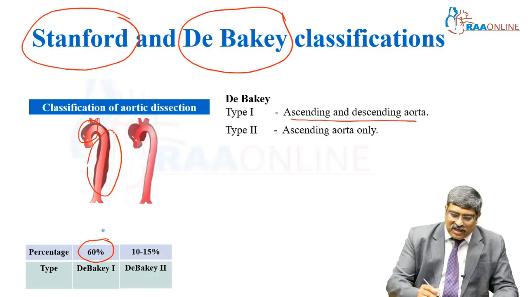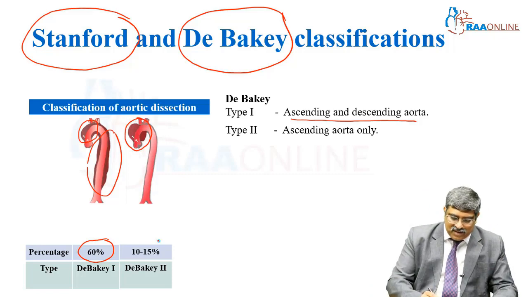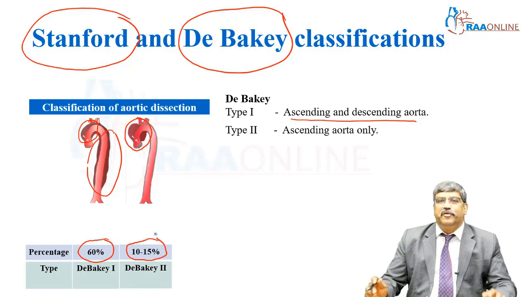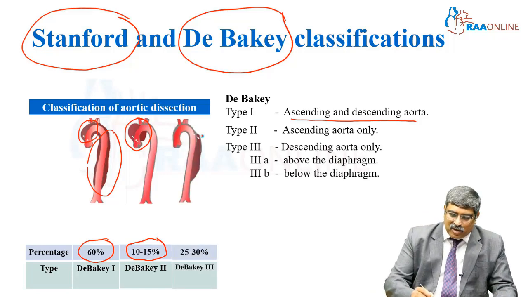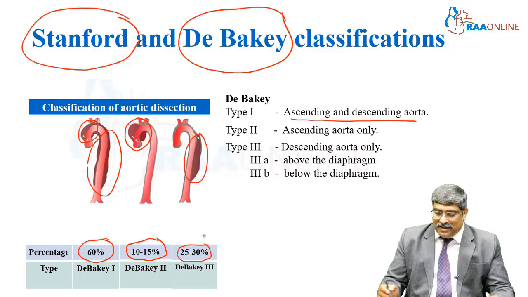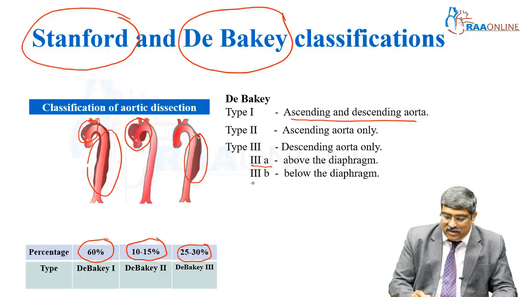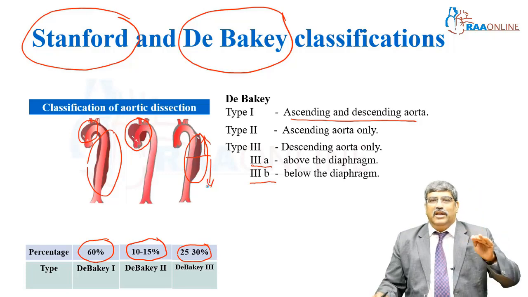Type 2 involves only the ascending aorta. The incidence is around 10 to 15% of patients. And type 3 involves only the descending aorta and it happens in 25 to 30% of patients. And here there is again a subdivision, 3A and 3B. 3A is above the diaphragm and 3B is below the diaphragm.